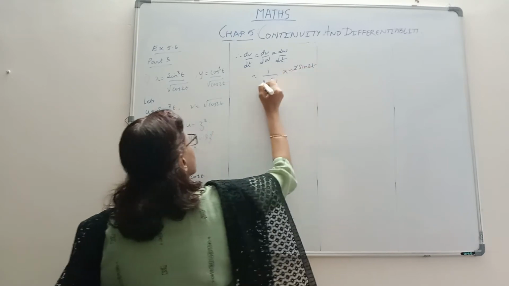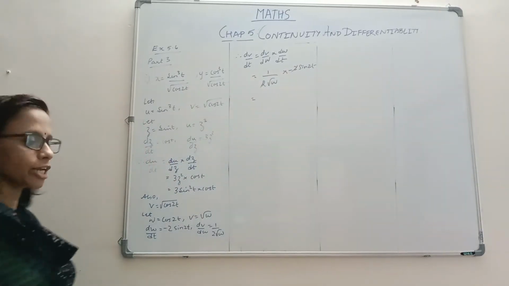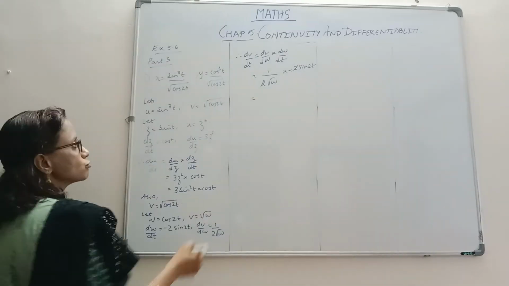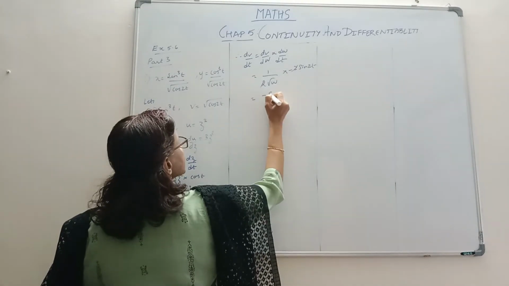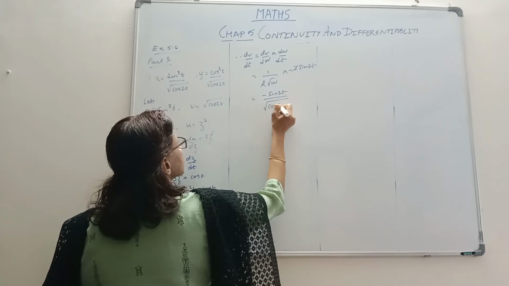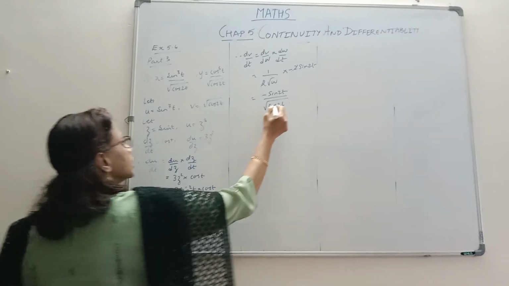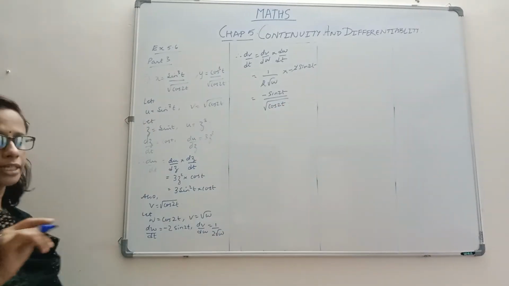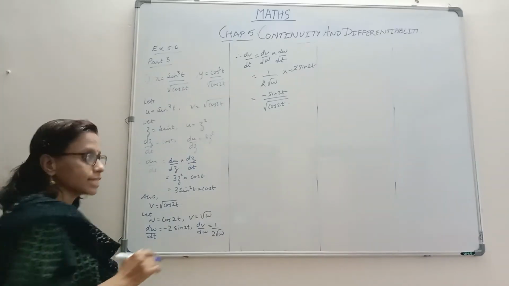Okay, so let's revert back. w was our creation, so let's revert back. It is cos 2t, so minus sin 2t by root of cos 2t. So we are done with du by dt and dv by dt. Now it is for us to get dx by dt.